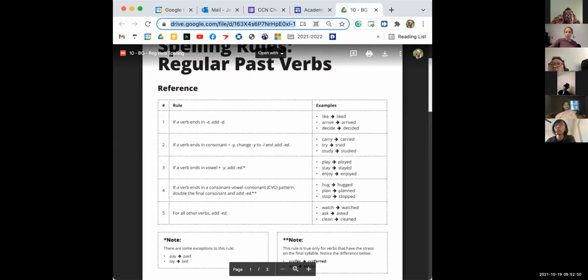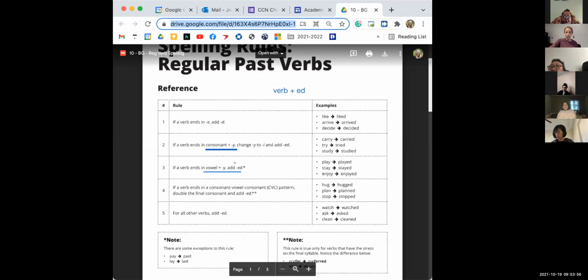For our regular past tense, the form is usually to add verb plus ed. If the verb ends in e, we only have to add d, not ed. Liked, liked. Arrive, arrived. Decide, decided. If the verb ends in consonant y, we change the y to i and add ed. Carry, carried. Try, tried. Study, studied. If the word ends in vowel y, we just add ed. Play, played. Stay, stayed. Enjoy, enjoyed.